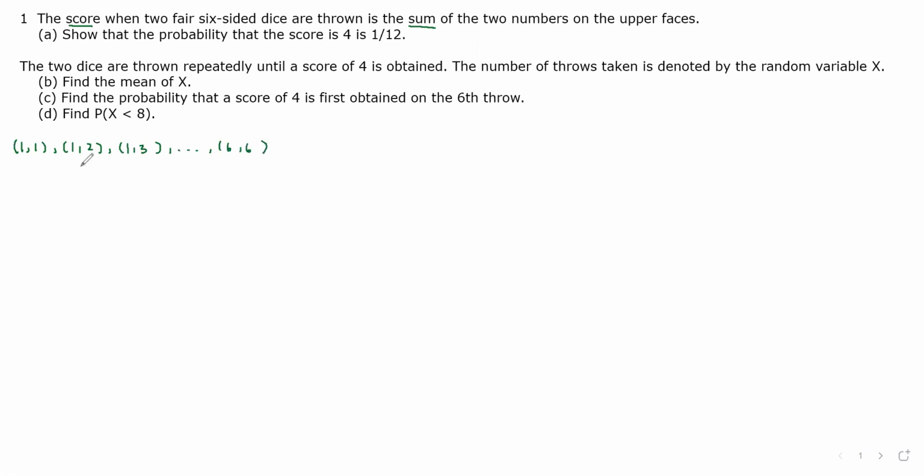So what we need to look at is the score. The score is the sum of the outcome. So 1, 1 has a score of 2, 1, 2 has a score of 3, 1, 3 has a score of 4, and 6, 6 has a score of 12. In total, there are 36 outcomes.